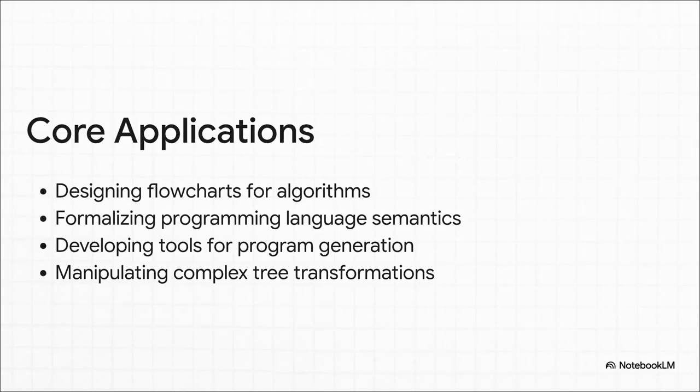While the applications are way more direct than you might think, this theory is the backbone for designing things like algorithm flowcharts. It helps us formally define what a programming language's rules even mean. It's even used to build tools that can generate correct code all by themselves. It's the framework that compilers use to understand and manipulate the very structure of your code.